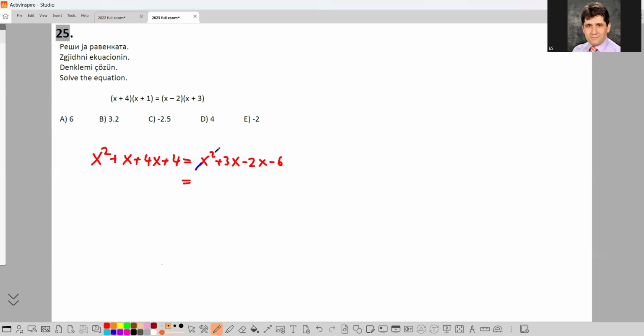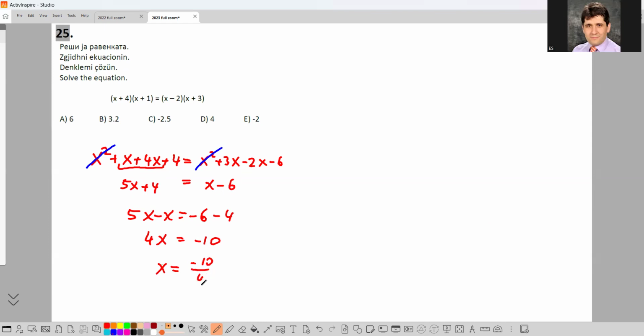I believe I can just cancel out these x squares because they have the same signs. So I get x and 4x, that's 5x plus 4 is equal to x minus 6. Again, 5x minus x is negative 6 minus 4. 4x is negative 10. X is negative 10 over 4. X is minus 2.5. So it should be C.